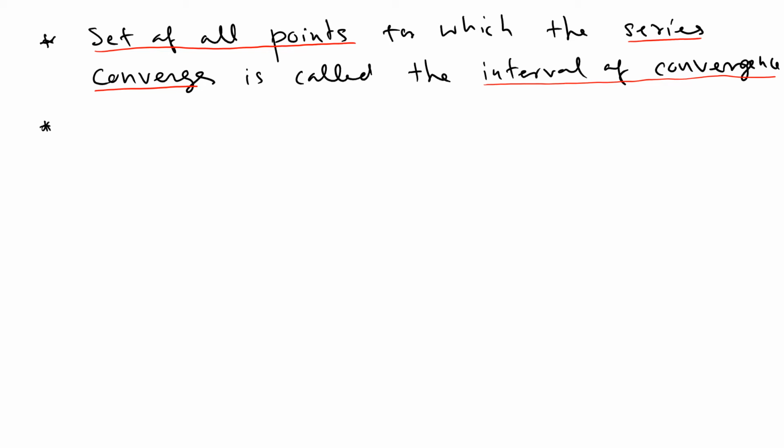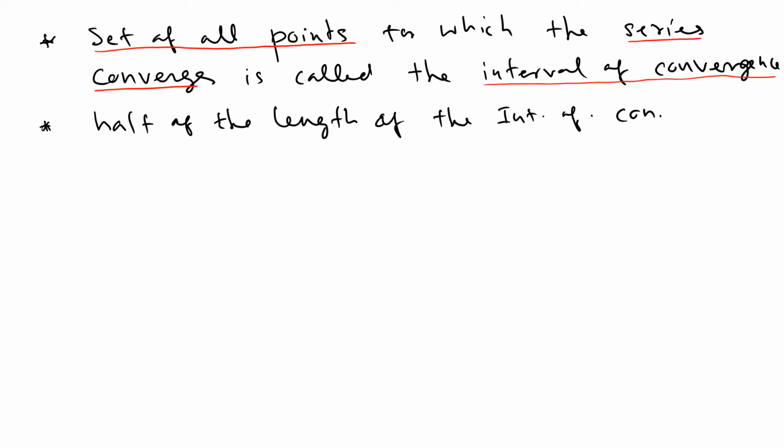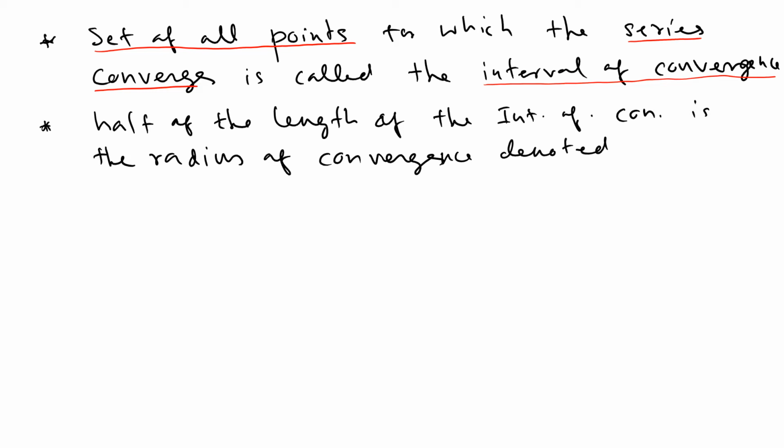And then half of the length of the interval of convergence is the radius of convergence, denoted by r, which we discussed above. That is what we call the radius of convergence.